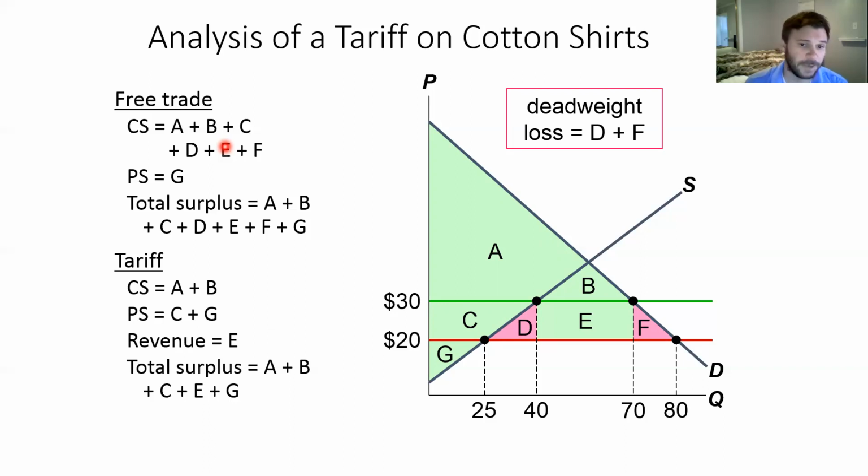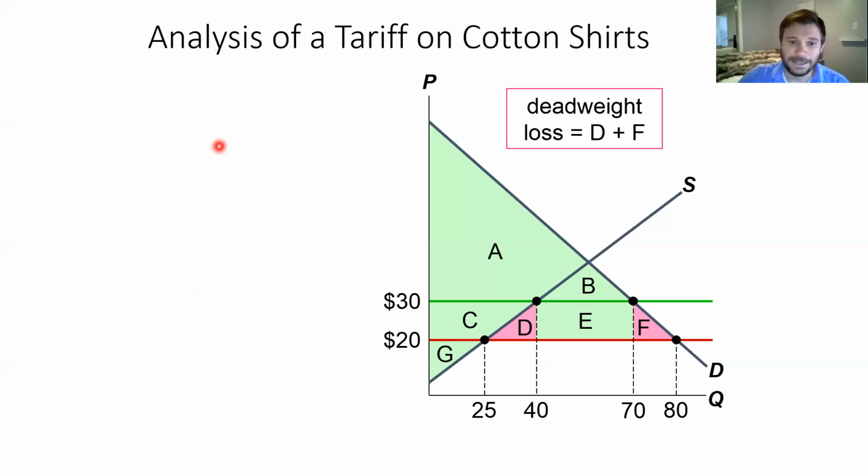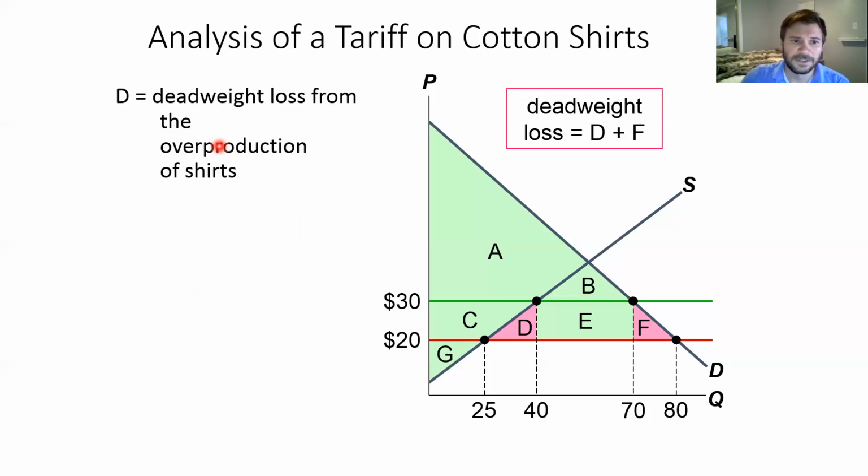C was captured by the sellers. E was captured by the government. But D and F are not captured by anybody, meaning they represent to us a net welfare loss. Okay, and in this particular situation, we can actually see the welfare loss occurring from both sources simultaneously. Okay, D, that area, that represents the loss from producing too much, from actually trading too much, relative to how much we would have traded at that lower price of $20.